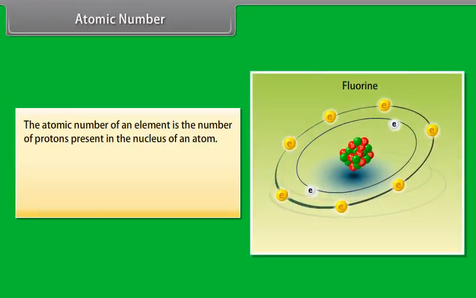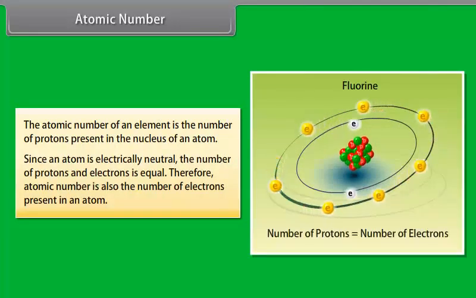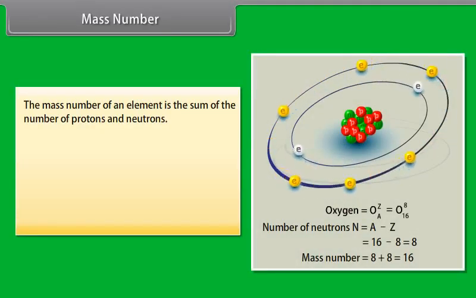Atomic number. The atomic number of an element is the number of protons present in the nucleus of an atom. Since an atom is electrically neutral, the number of protons and electrons is equal. Therefore, atomic number is also the number of electrons present in an atom. Mass number. The mass number of an element is the sum of the number of protons and neutrons.